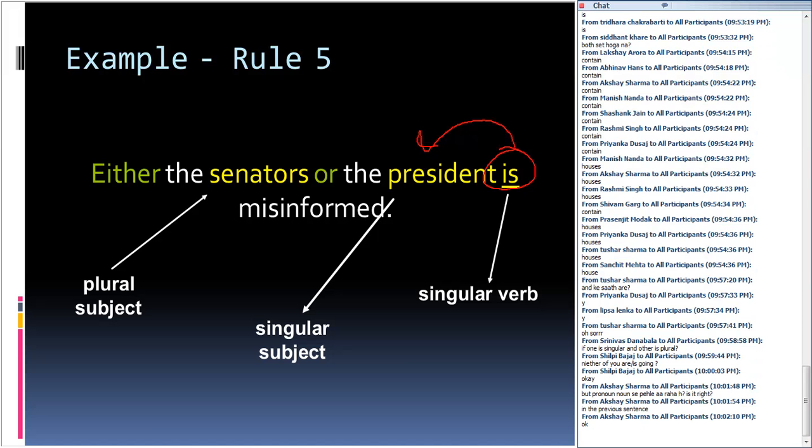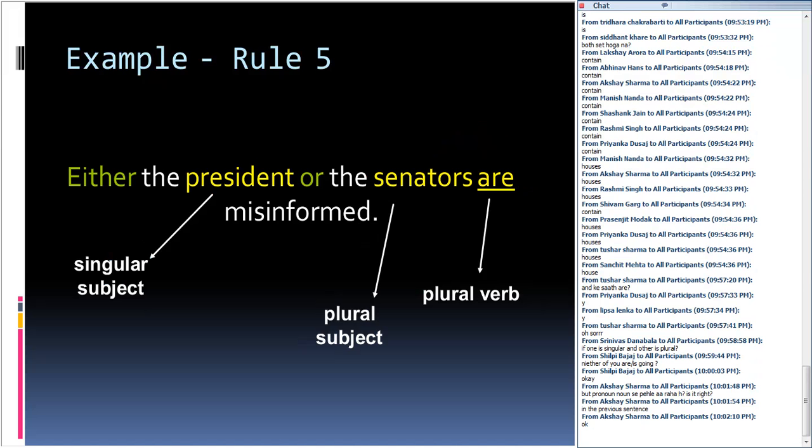Okay. If I actually reverse this sentence and write something like this: either the president or the senators are misinformed. Why did I use "are"? Because it's closer to senators, which is plural. This is rule number 5.